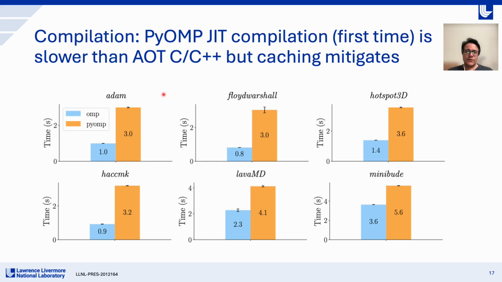We also measured the JIT compilation time in PyOMP and contrasted with the ahead-of-time compilation in the C++ version. We observed JIT compilation through Python is understandably slower, but Numba already provides caching which mitigates those overheads.